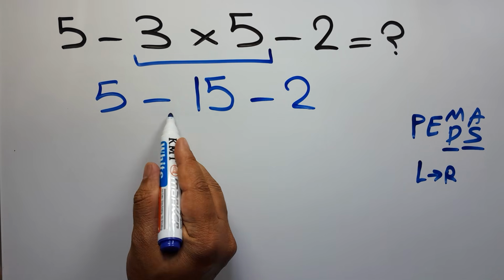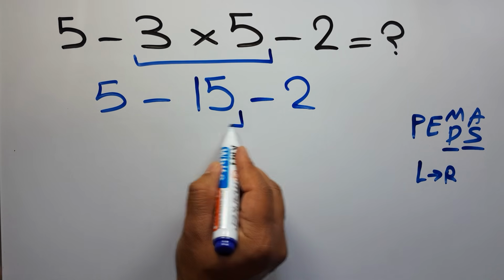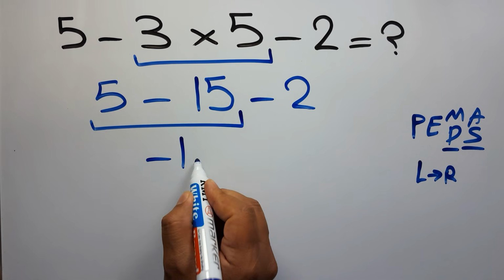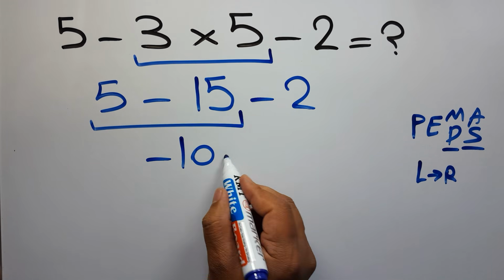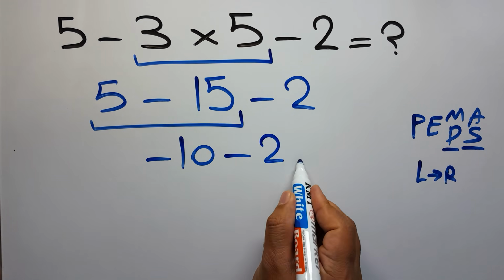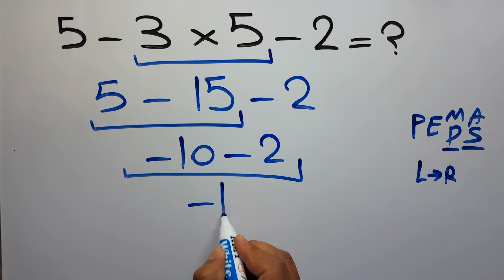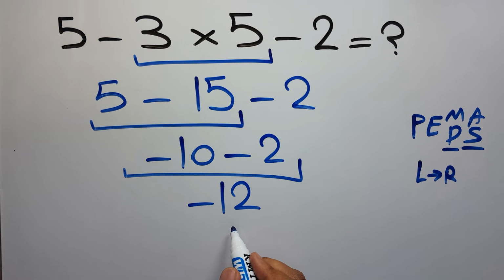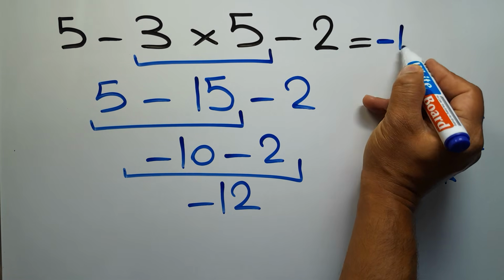Now we have to do this subtraction. 5 minus 15 gives us negative 10. So negative 10 minus 2 equals negative 12. And this is our final answer to this problem. The correct answer is negative 12.